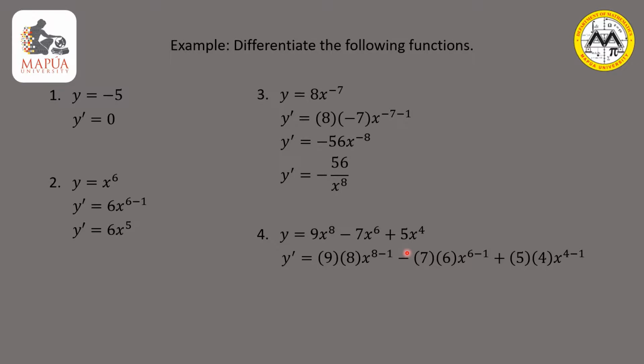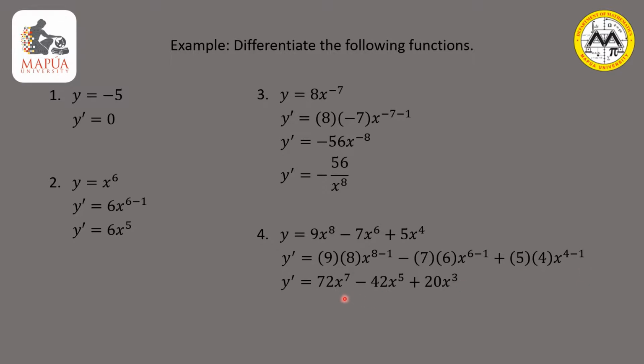And these derivatives are as follows. For 9x to the 8, we have the coefficient 9 times the exponent 8 times x to the 8 minus 1. The second term would be given by the product of negative 7 with the exponent 6 times x to the 6 minus 1, and the last term given by 5 times 4 times x to the 4 minus 1.